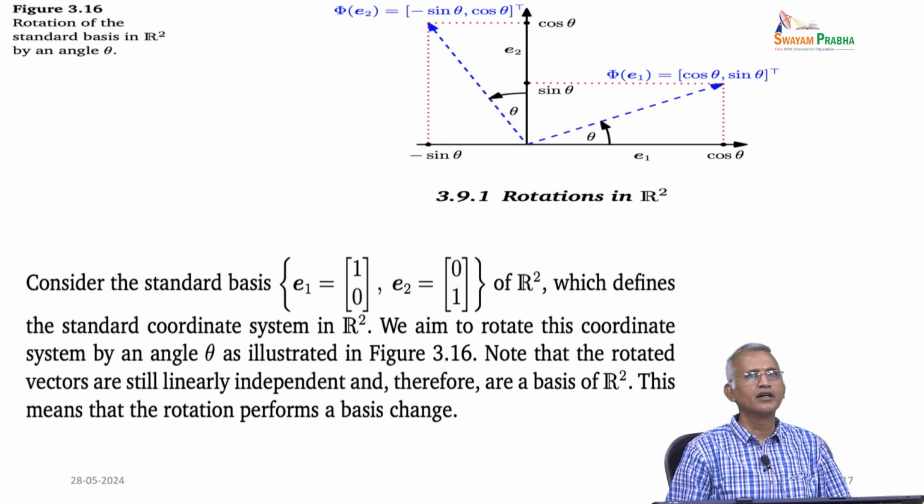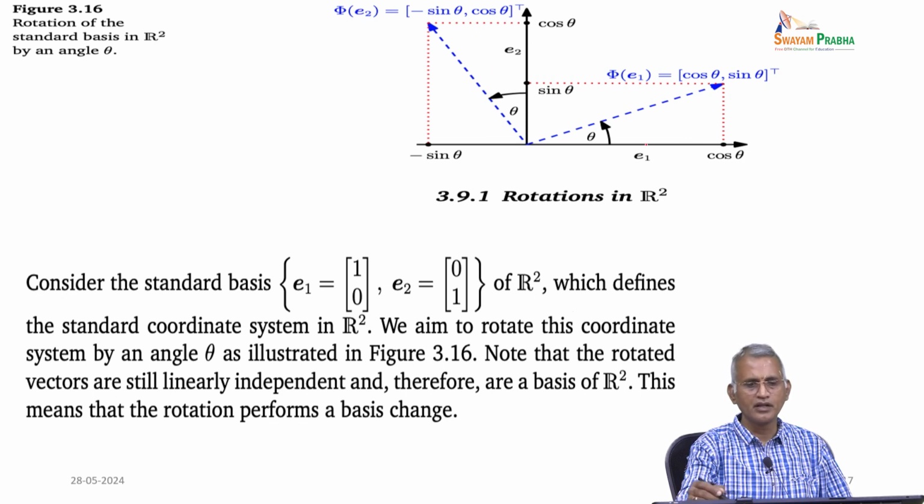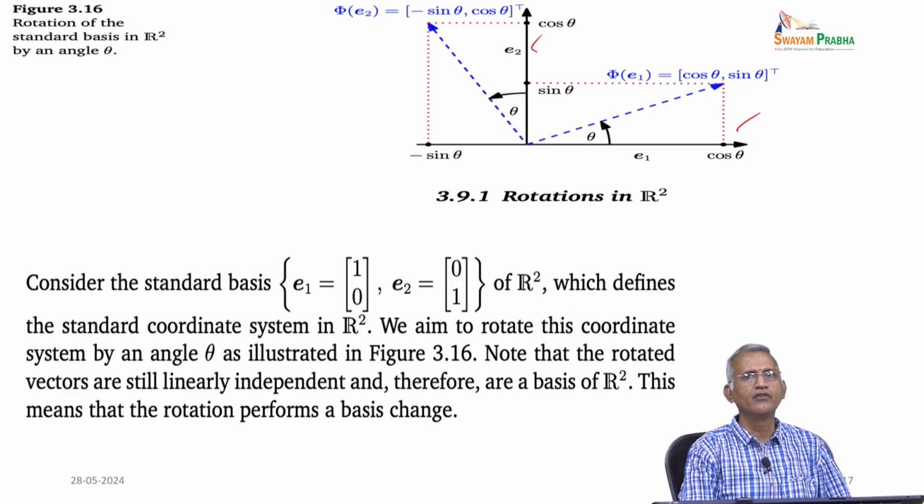So, figure 3.16 shows the rotation of the standard basis in R square by angle theta. So, this is the e1 vector you take, the e2 vector you take, and then if you rotate it, with the help of phi of e1 we have cos theta comma sin theta, and then further it is reflected, so phi of e2 equals minus sin theta comma cos theta. So, the rotation in R square we can generate.